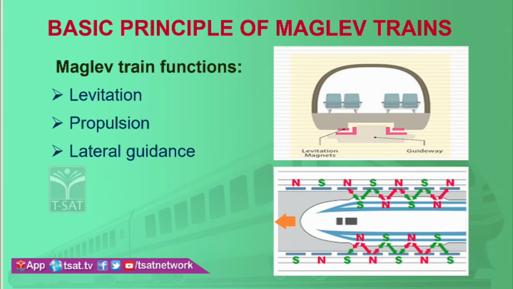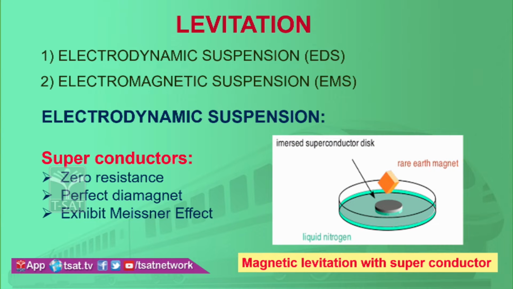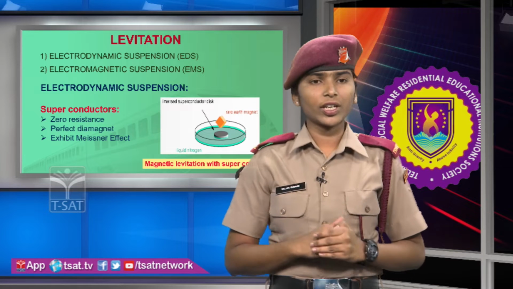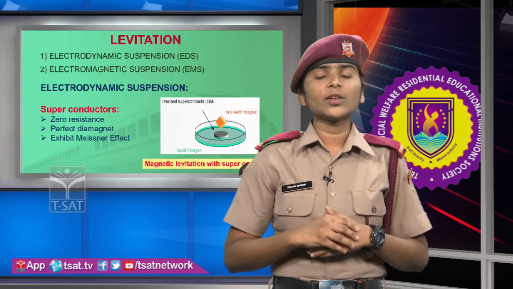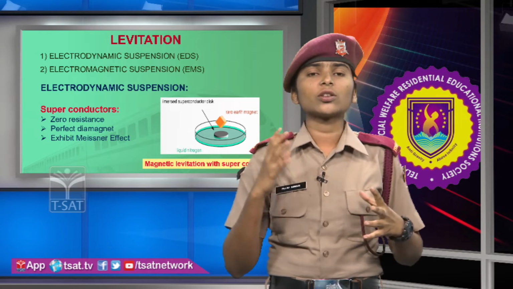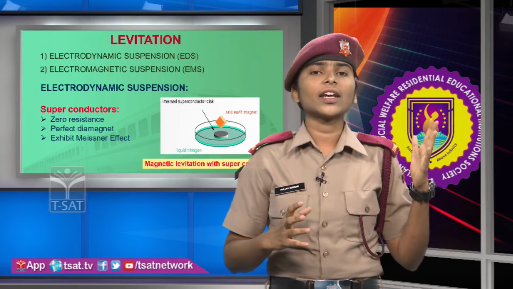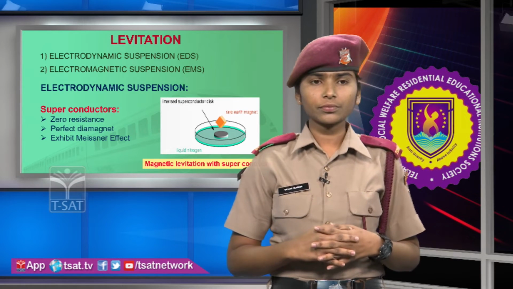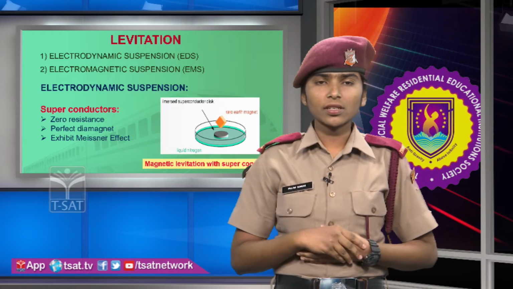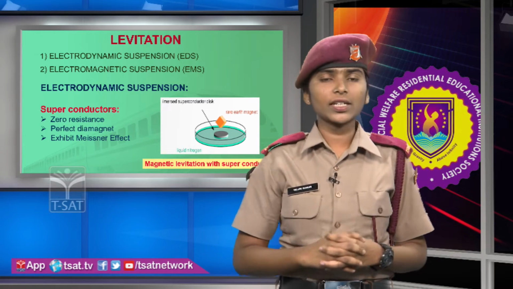There are three basic principles of maglev trains. It functions in three ways: levitation, propulsion and lateral guidance. Let me clearly explain the maglev train functions one by one. Levitation. The object which may float due to magnetic power is known as magnetic levitation. There are two techniques involved in magnetic levitation: the electrodynamic suspension system and the electromagnetic suspension system. In the electrodynamic suspension system, we mostly use superconducting materials.